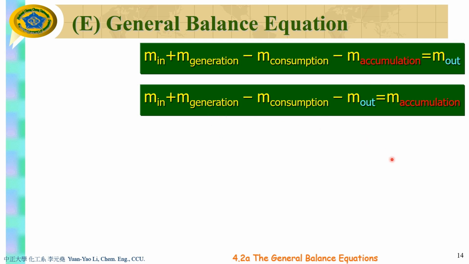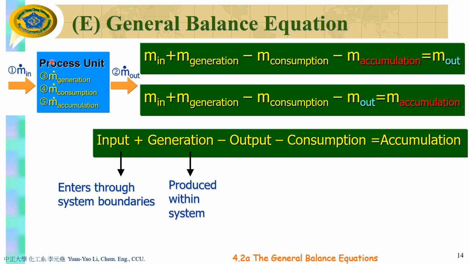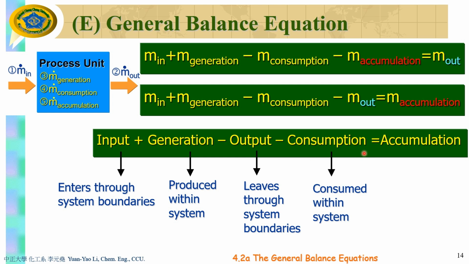Okay? You might get 2 points. And then this will be input plus generation minus output minus consumption equal to accumulation. Okay? Am I right? Yes. Just different. Anyway. So input is what? Input is what enters through the system boundaries, right? The generation is produced within the system. And then the output is what leaves through the system boundaries. This system boundary, right? And the consumption is consumed within the system. Accumulation is what? Build up within the system. Build up.